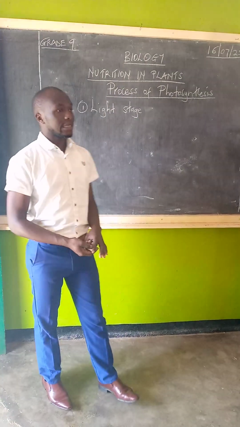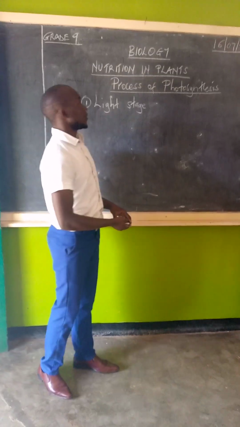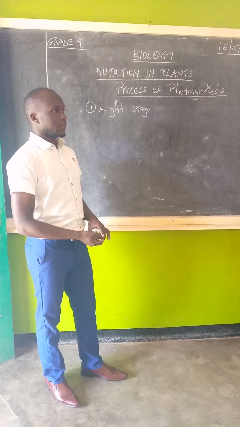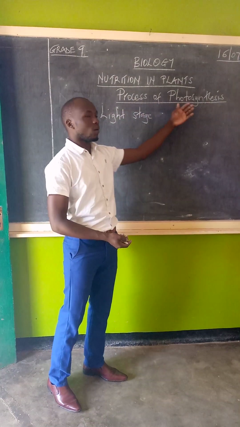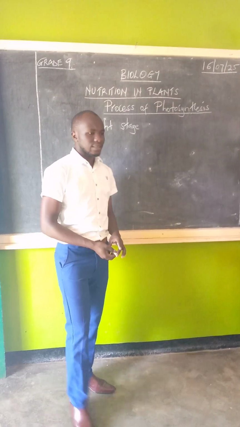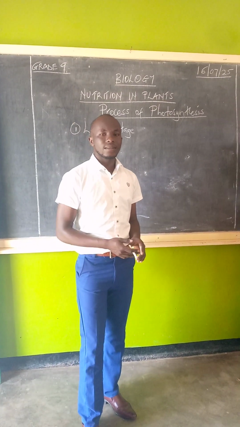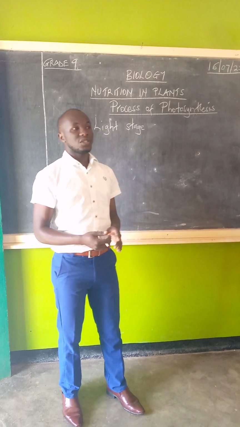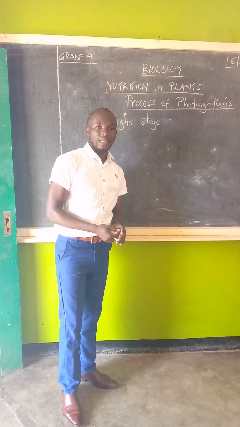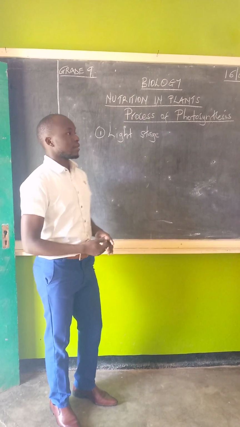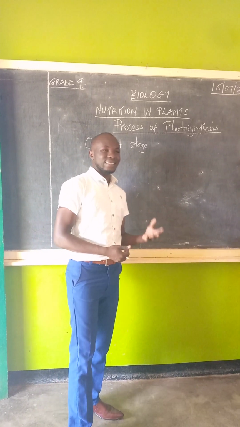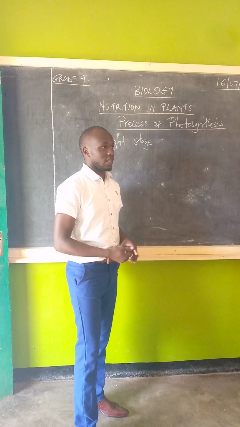That is the subject learning area. It is biology, and we are going to learn about the topic nutrition in plants. Under nutrition in plants, we look at the process of photosynthesis. Remember, in our last class we learned the definition of photosynthesis, and we defined photosynthesis as the process by which plants, that is green plants, manufacture their own food in the presence of sunlight as a major source of energy.